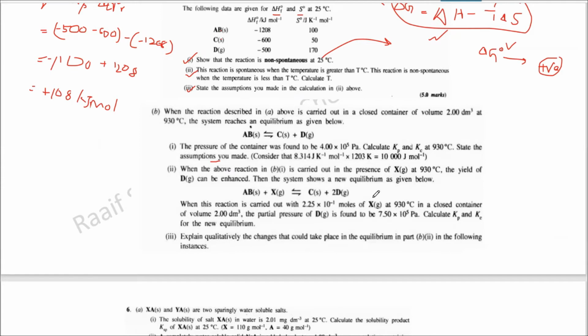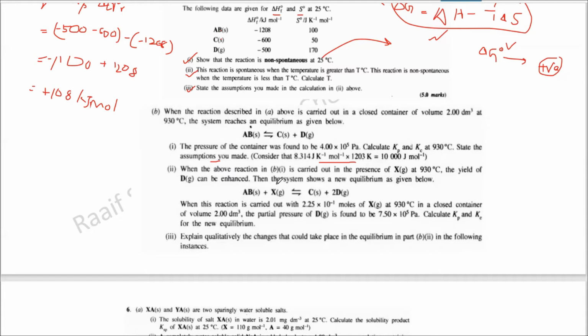Okay. So this is a normal method. They have made it a little bit easier because they also have calculated this RT value, which is 10 to the power 4 joule per mole, right? And in the second one, they say when the above reaction is carried out in the presence of a X gas. Okay, so now what is happening here? The yield of D can be enhanced. Then the system shows a new equilibrium.